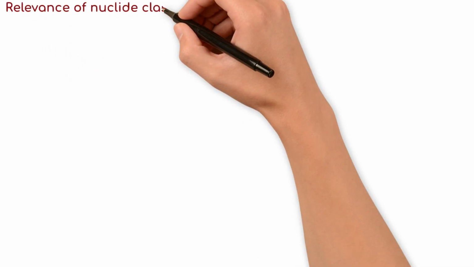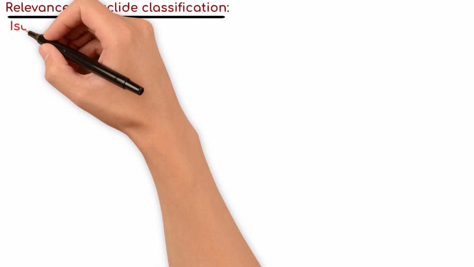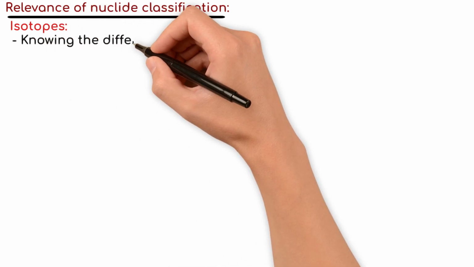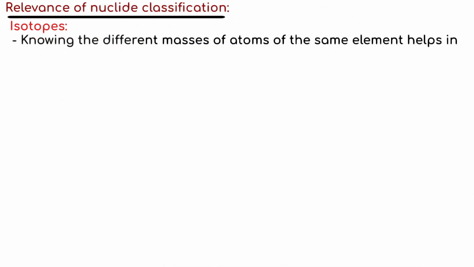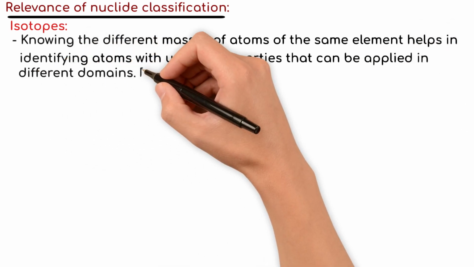So the question arises, what's the reason for classifying nuclides into isotopes, isobars, and isotones? Is it really necessary to know what isotopes are and the different isotopes that make up an element? Yes, it is very necessary in the study of nuclear and particle physics. When you know the different isotopes of an element, it helps in identifying atoms with unique properties, and you can apply them in different ways.